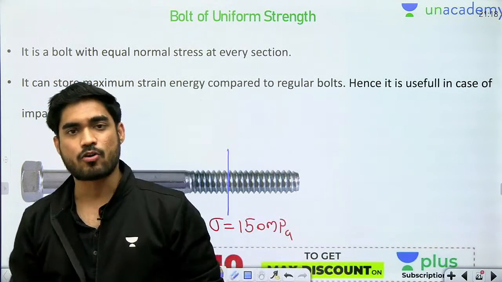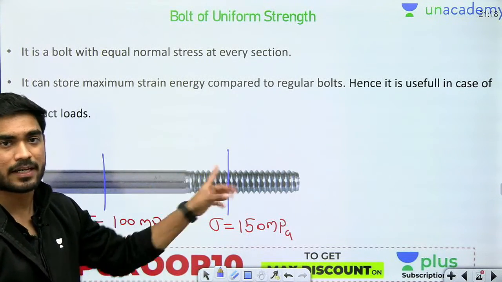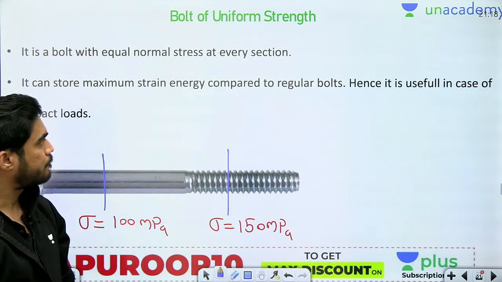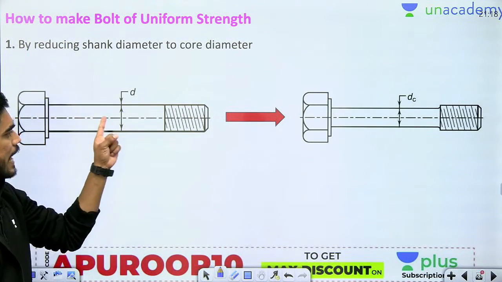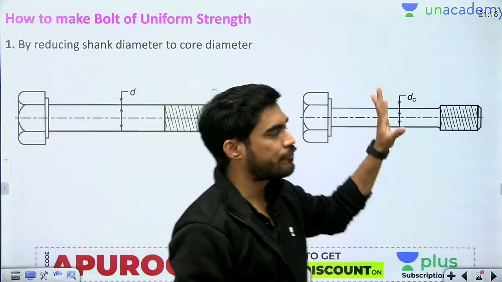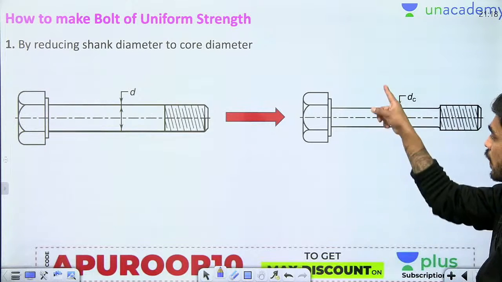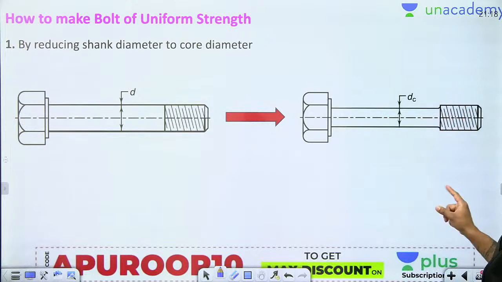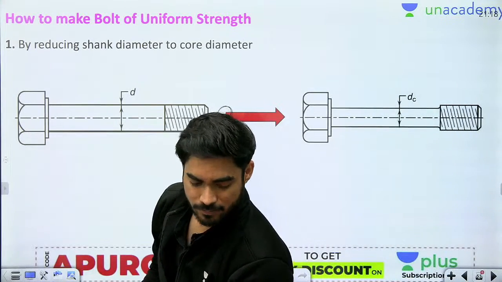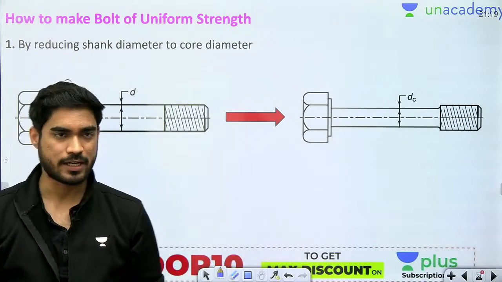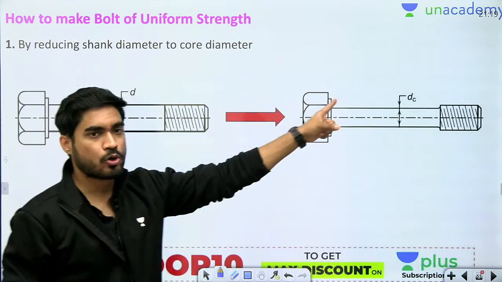अब मैं area of shank को reduce करना चाहता हूं. I want to reduce my area of shank up to the minimum area of thread. So I have two options. First, I will reduce the diameter of shank to the minimum diameter of thread. So beta, now this area will also be pi by 4 dc square, this area will also be pi by 4 dc square. So I have got a bolt of uniform strength. This is one option. Reduce the shank diameter up to the core diameter.